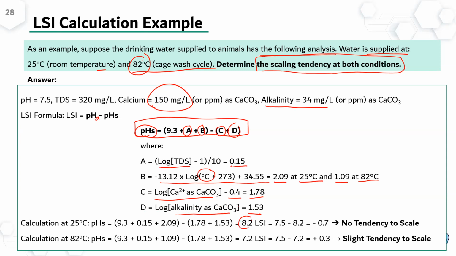Okay, so we calculated the pHs, and we get 8.2 and 7.2 for 25 and 82 degrees C respectively. Then we can calculate the LSI, which equals the actual pH minus pHs, which is 8.2 for 25 degrees and 7.2 for 82 degrees. Based on this, we have the values minus 0.7 and plus 0.3. So for the negative value, there is no tendency to scale, while for the positive value, there is a slight tendency to scale. I will give you the tabulations later in order to classify the scaling.